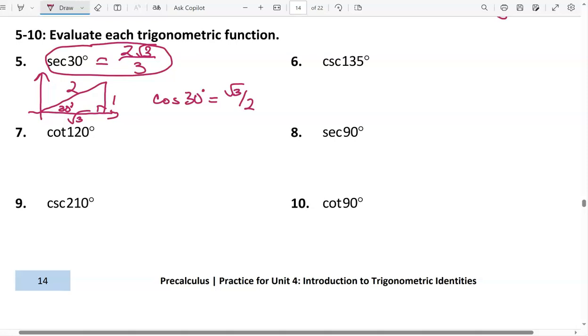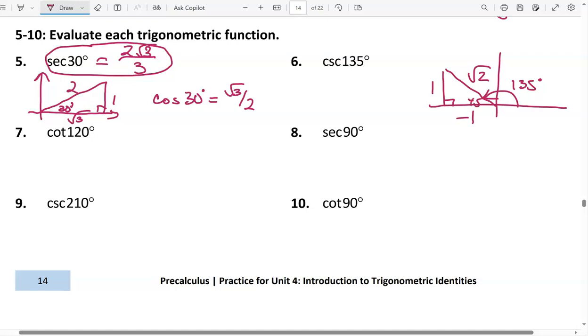For number 6, we have the cosecant of 135. So I'm going to draw a 135-degree angle. That's a quadrant 2 angle with a reference of 45. So that's going to give us opposite side 1, adjacent -1, and hypotenuse square root of 2.